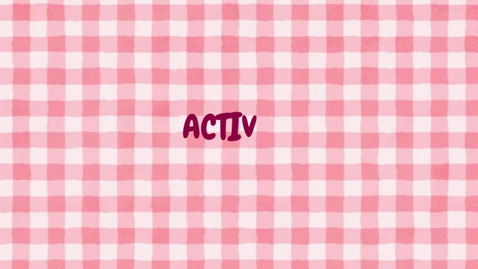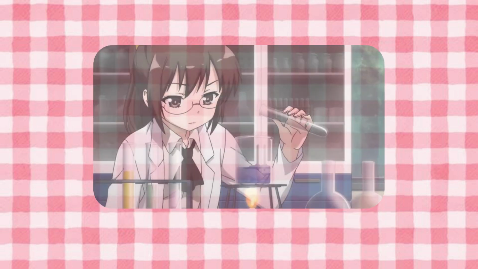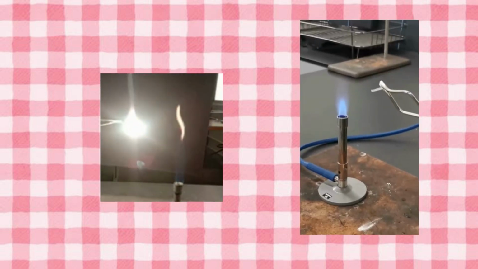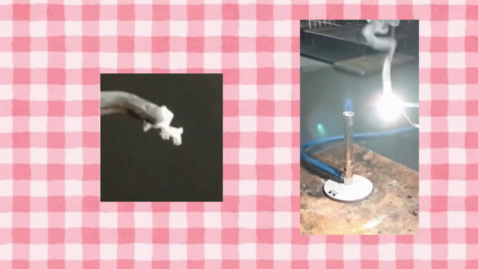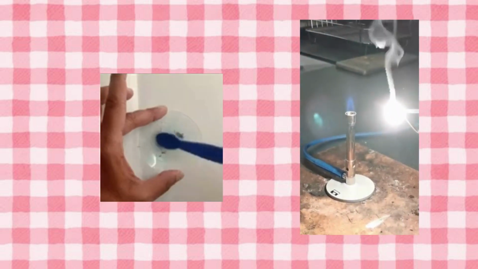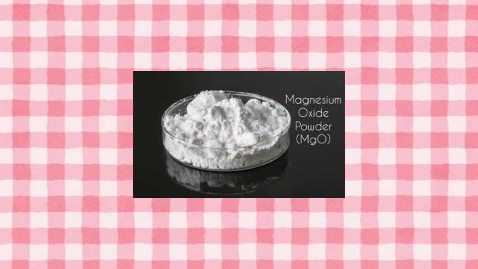3. Activity: burning of magnesium ribbon. In laboratories, a common demonstration is burning magnesium ribbon. Steps: clean magnesium ribbon with sandpaper. Hold it with tongs. Burn it in a flame. Observation: magnesium burns with a bright white flame and forms a white powder. The white powder is magnesium oxide. Chemical equation: Mg plus O2, right arrow, MgO. This shows that magnesium reacts with oxygen to form magnesium oxide.